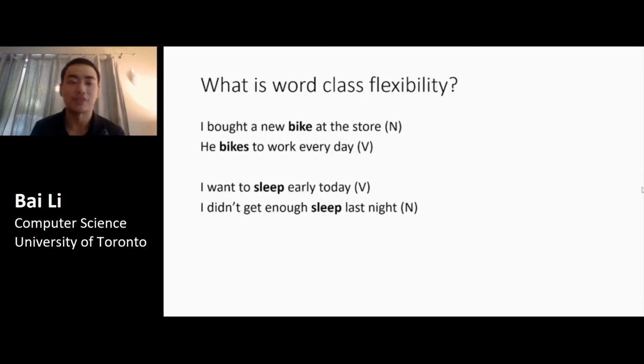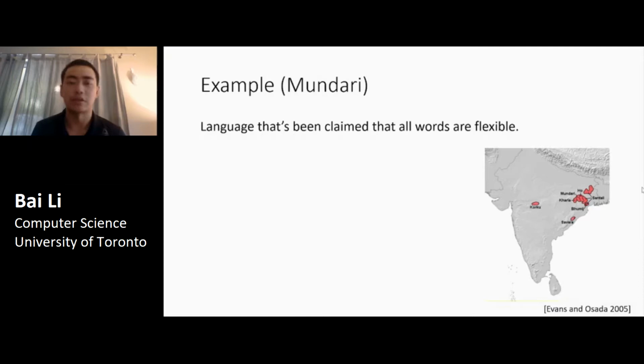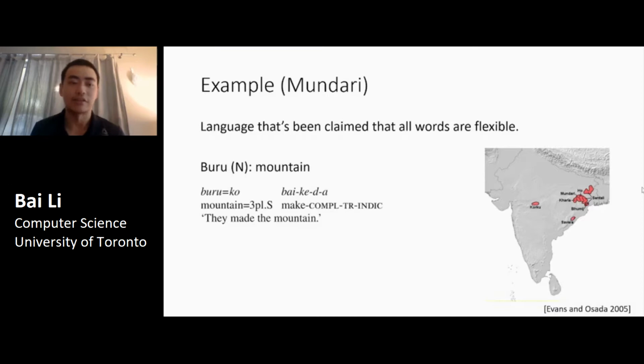But in English, not every word can be used as both noun and verb. So the word car can be used as a noun, I have a fast car, but you cannot say he cars to work, you can only say he drives to work. But in some languages, it's been claimed that all words are flexible. Here's an example of a language called Mundari, spoken in India. In this language, the word Buru means mountain as a noun, or it means to heap up as a verb.